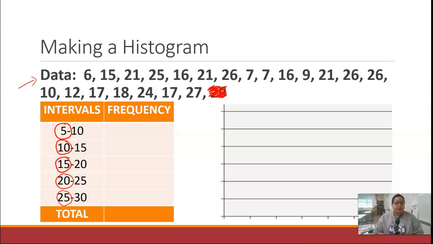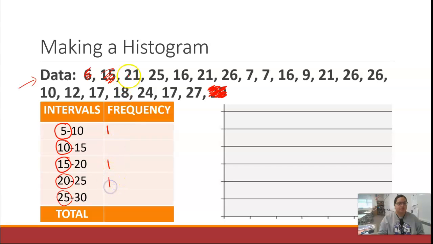So when I go through and do the frequency, often what I do so that I don't miss numbers is I go in order of my data list. So I start at 6 and I do tally marks first. So 6 would go in 5 to 10 and then I can cross that off. I go to the next number. 15 is on the line and it goes in the one that I circled, the number where the 15 is on the left. So 15 goes here.